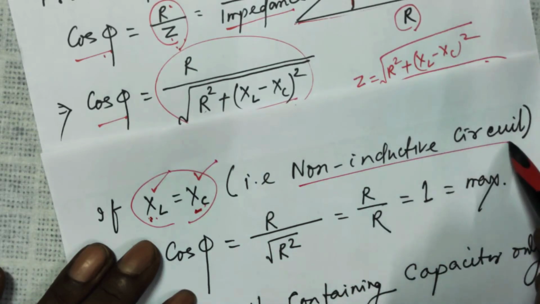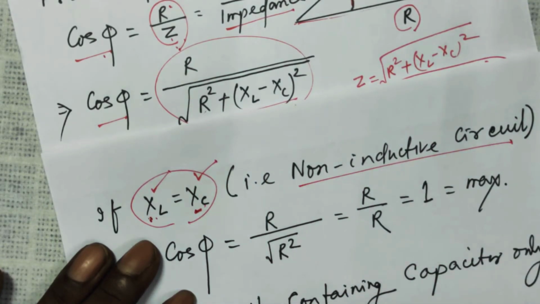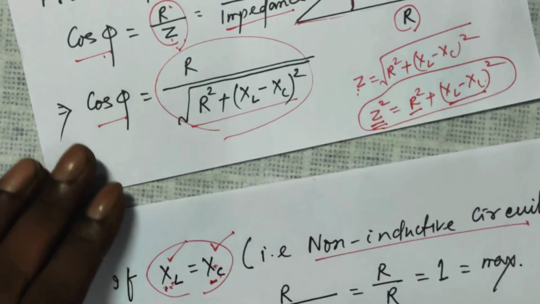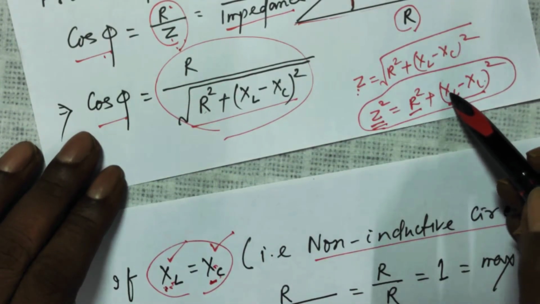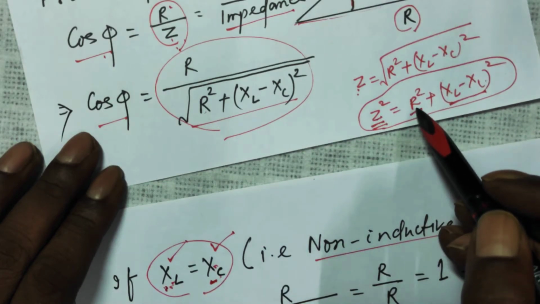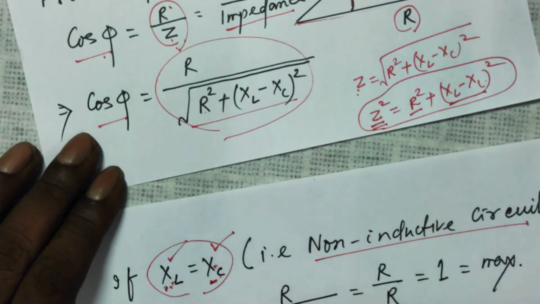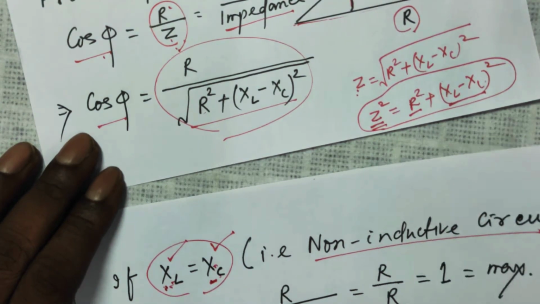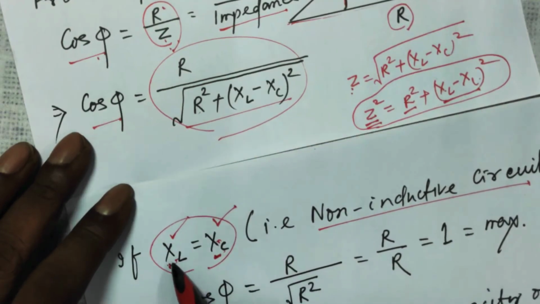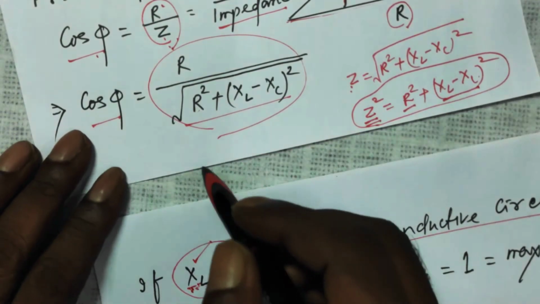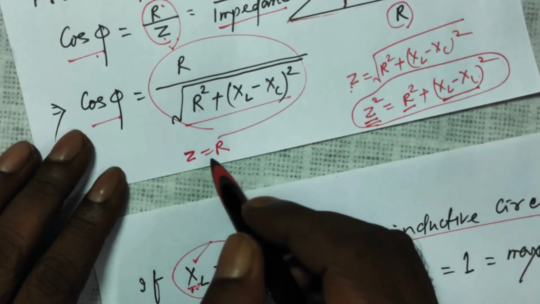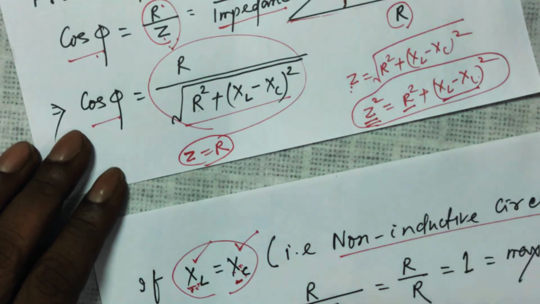That is a non-inductive circuit. Means if these two are equal, then this minus this becomes 0. Means we are left with Z is equal to R only. Means only resistive. The circuit is only resistance dominated. So if these two terms become equal, your total resistance called impedance Z becomes equal to R from this expression.